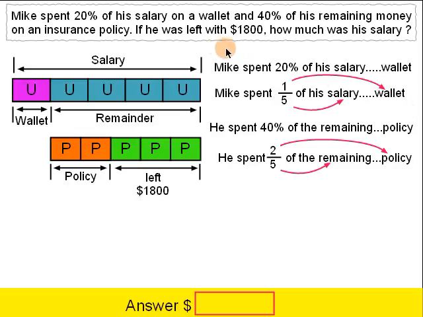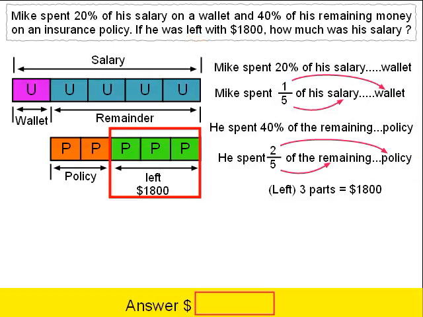The question told us that he was left with $1,800. That means 3 parts is equal to $1,800. Therefore, 1 part will be equal to 1,800 divided by 3, which is $600. That's for 1 part.